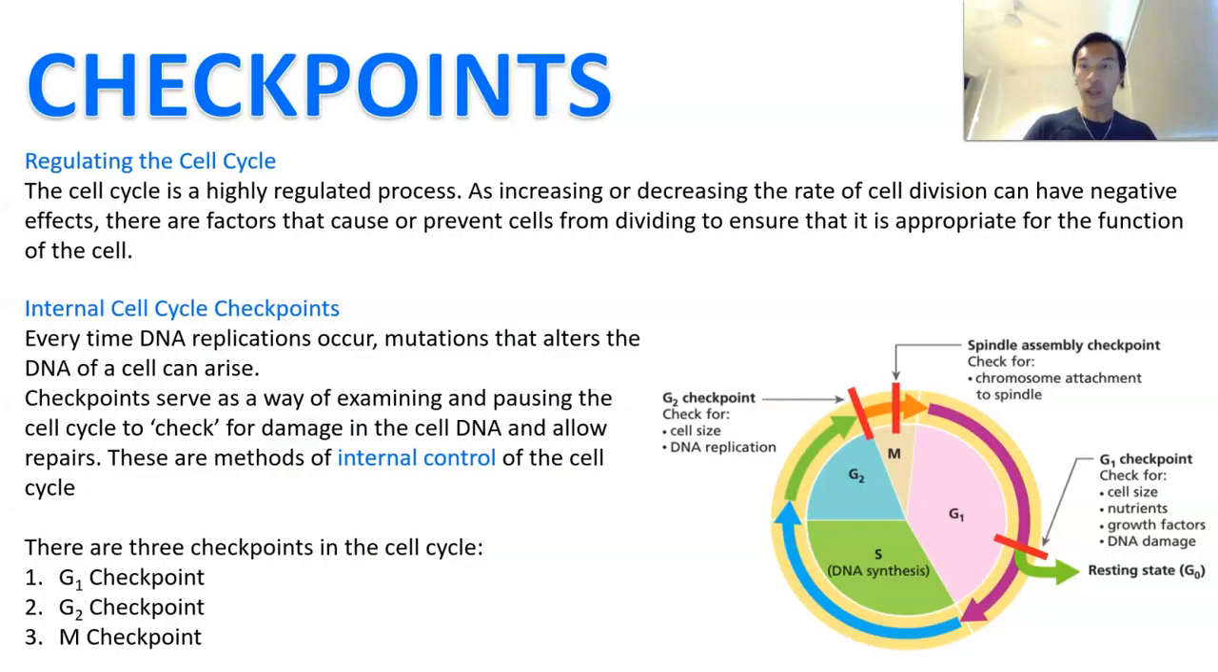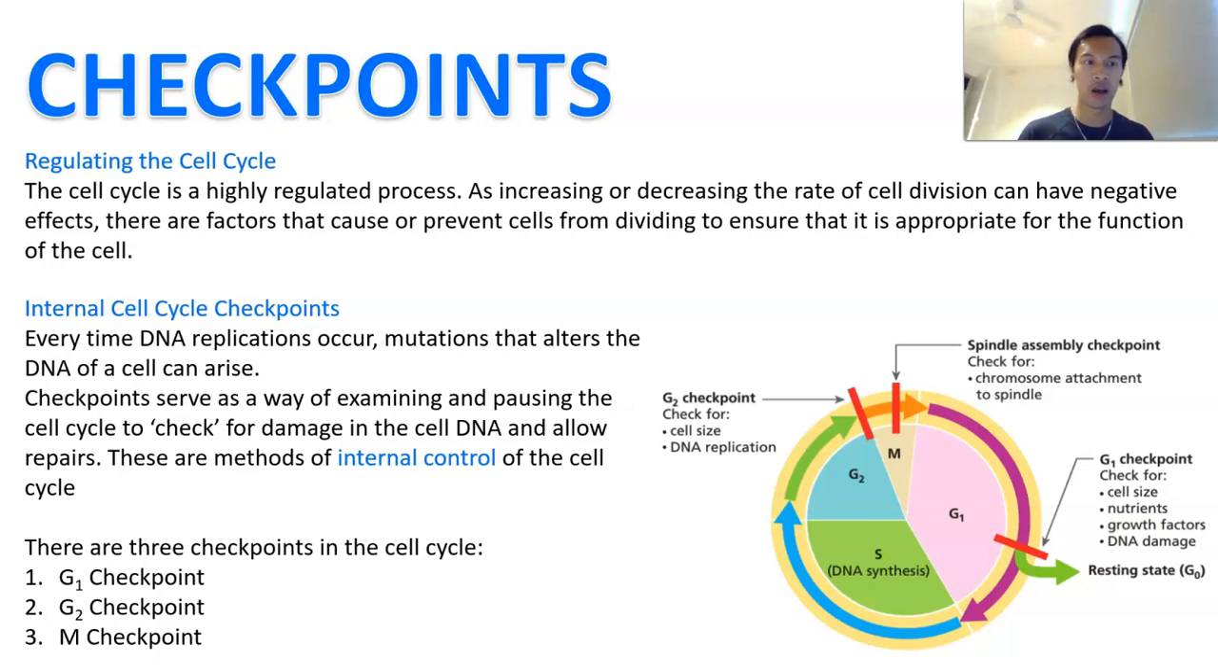Okay, so when it comes to the cell cycle, it needs to be fairly regulated, right? That means that there needs to be a way in which the cell can check and stop and pause the cell cycle at certain points to make sure that everything is going smoothly, and if it's not, we need to fix the problems, right? And so that's what these checkpoints are, okay? There are two ways in which the cell does this. It's internal control measures and then also external control measures, okay?